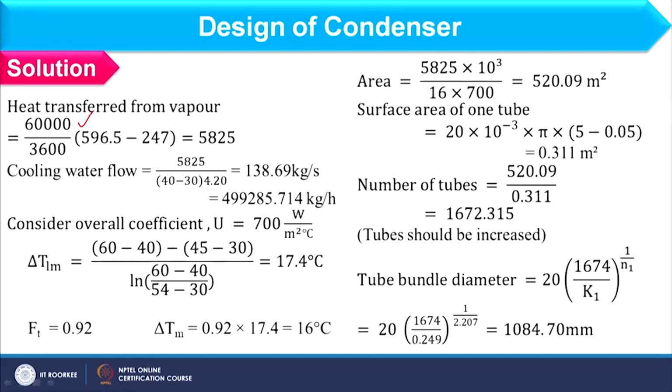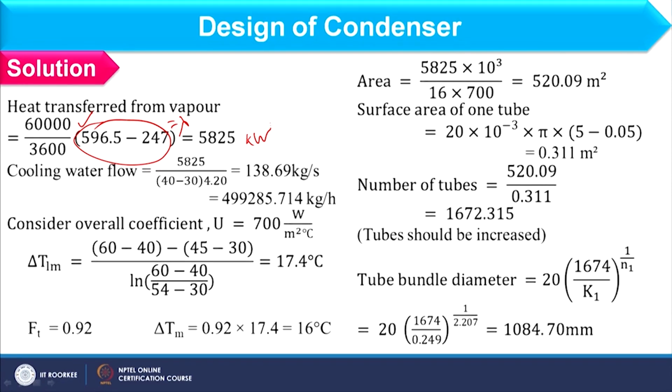Whatever vapor is available to us for condensation should be multiplied by the heat of condensation, which should be equal to the enthalpy of vapor minus the enthalpy of liquid, and all these values are given to you. So, we have 60,000 kg per hour of vapor, and these are the enthalpy of vapor as well as the enthalpy of liquid. The difference of these two will give the lambda value, and if you find it, you get 5825 kilowatt as the total heat duty of the condenser.